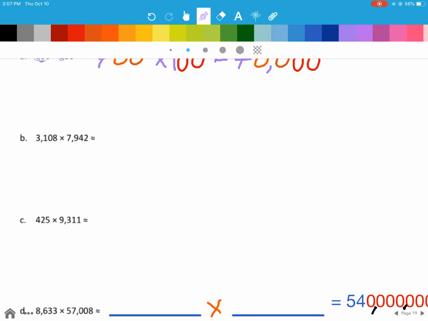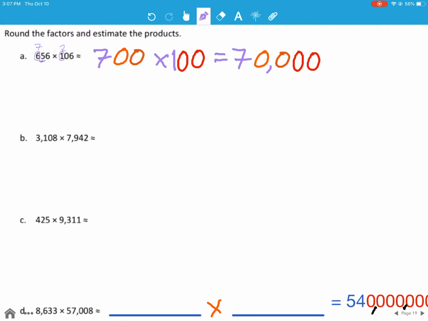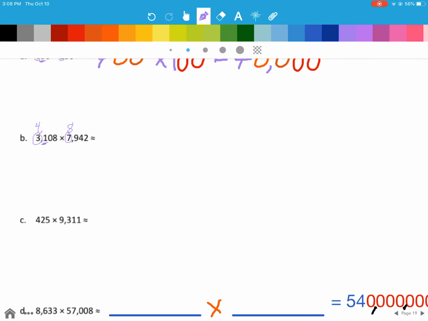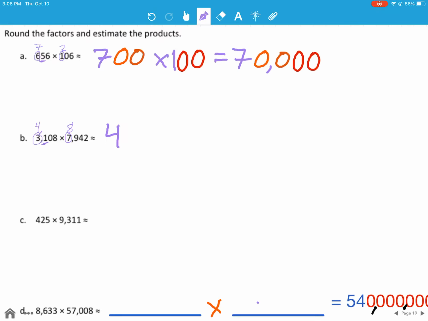All right, so next we go on and move to the next one. We have our 3,000 and our 7,000. 3,000 could be 4,000 and the 7,000 could be 8,000. One more. Okay, we look at our 1 and it's telling us that it's going to stay the same. We look at our 9 and it's telling us that we're going to go up.